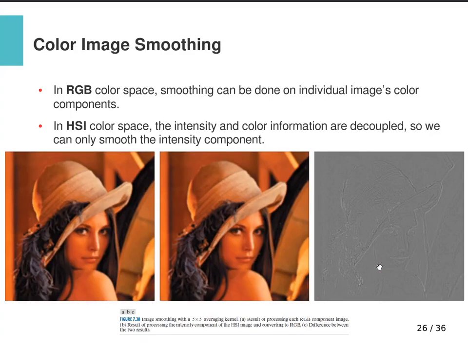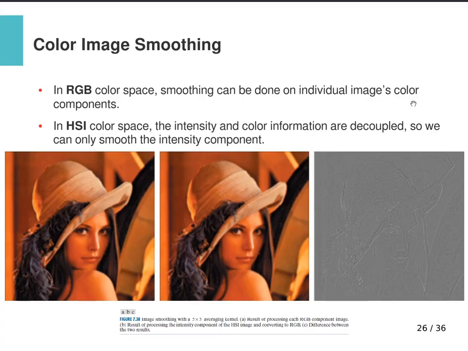So in RGB color space, smoothing can be done on all the individual color components. You basically apply the same smoothing kernel on the red, green, and blue components. In an HSI color space, the intensity and color information are decoupled. So because of that, you can only smooth the intensity component of the image and leave the saturation and hue unchanged.